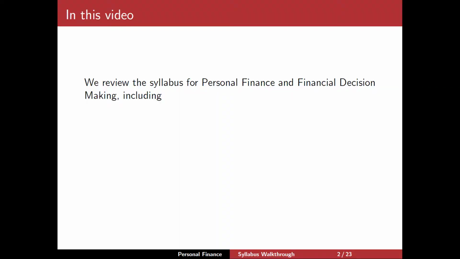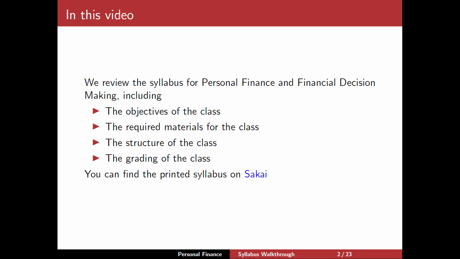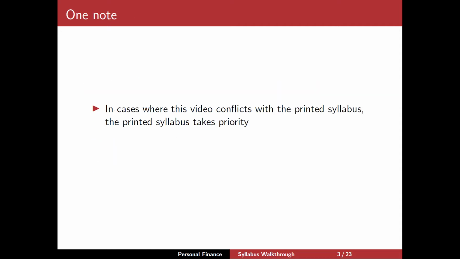Let's begin. In this video, we review the syllabus for personal finance and financial decision making, including the objectives of the class, the required materials for the class, the structure of the class, and the grading of the class. You can find the printed syllabus on Sakai, as I said in the on-screen introduction. One note: in cases where this video conflicts with the printed syllabus, the video takes priority.